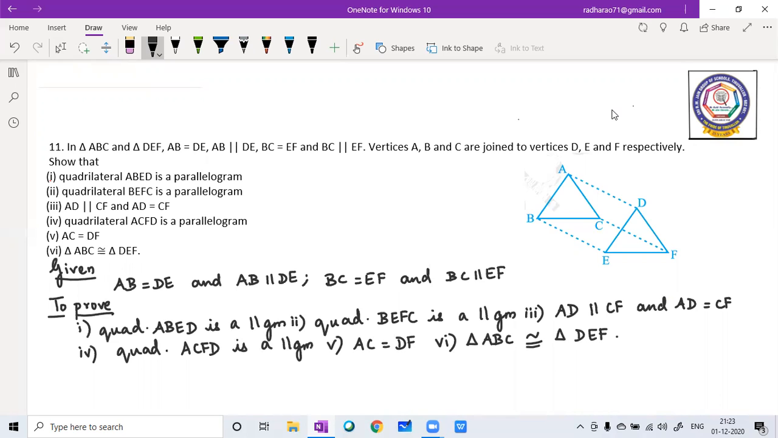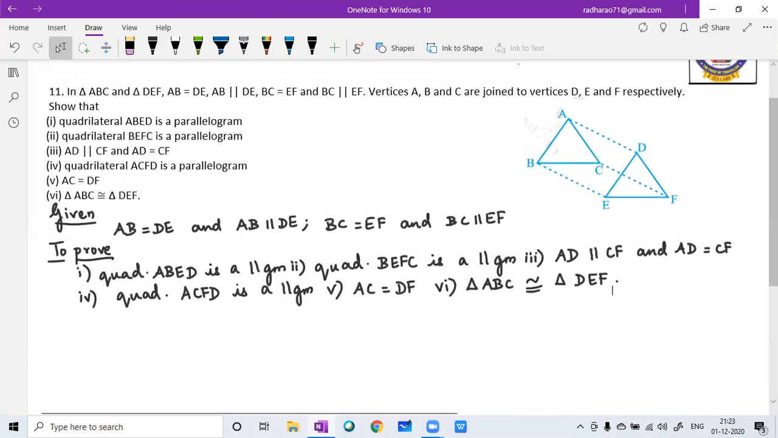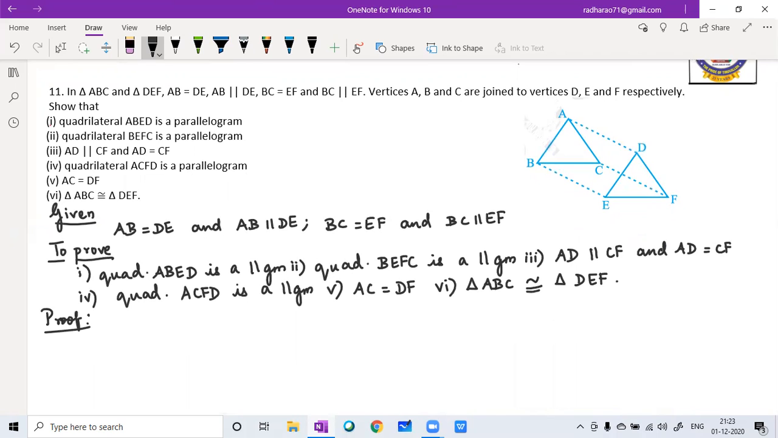Okay. So we have to prove first thing, ABED is a parallelogram. Let us see how to prove the first one. It is given AB and DE are equal and parallel. So when I take the quadrilateral ABED, AB is equal to DE and AB is parallel to DE. So AB and DE are parallel and equal. In any quadrilateral, if one set of opposite sides is parallel and equal, then it becomes a parallelogram.